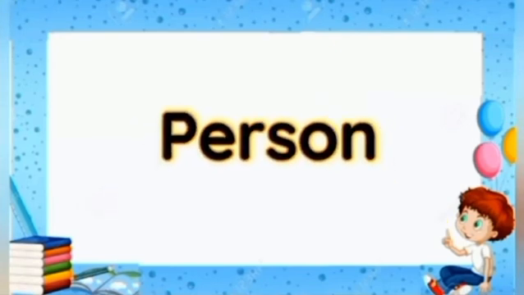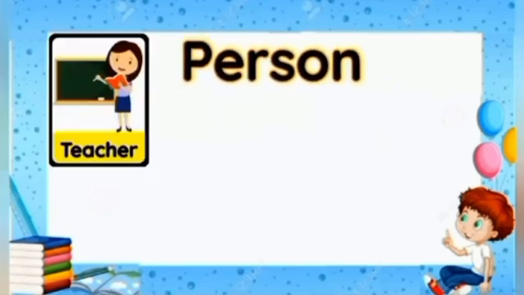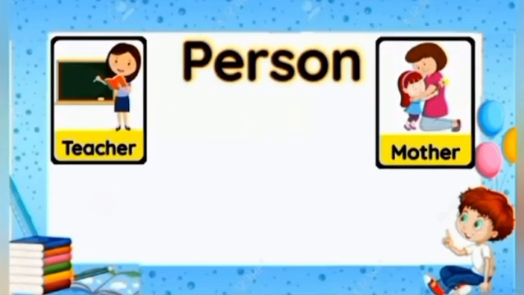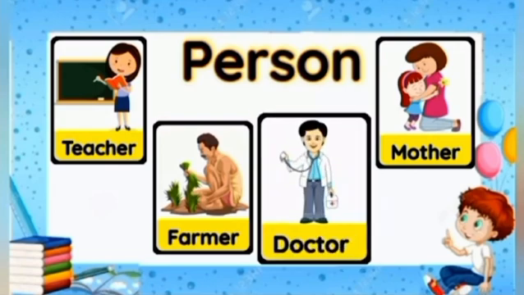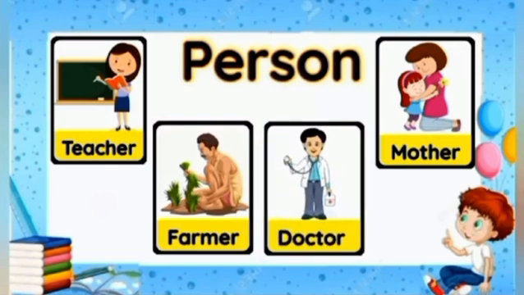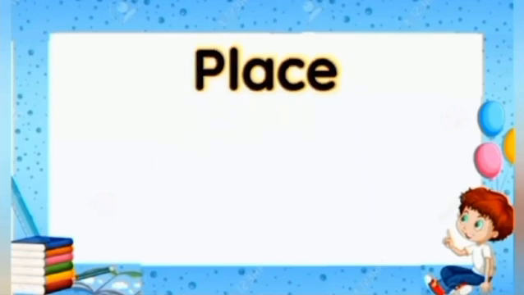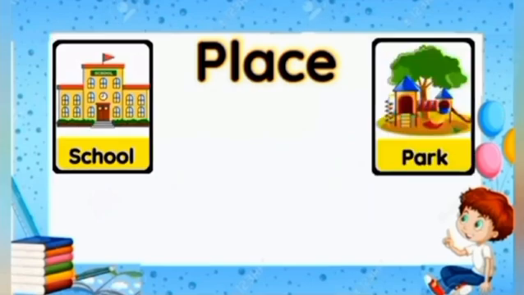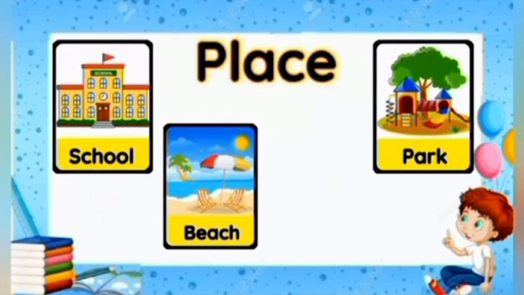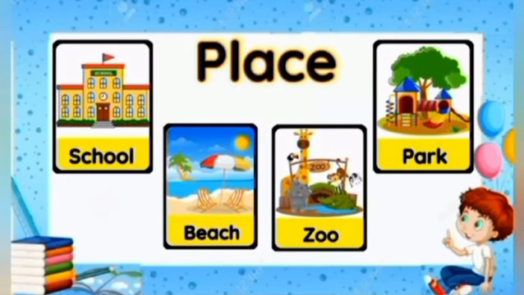We are surrounded by so many persons or people around us. It could be teacher, mother, farmer, doctor, and many more. Everybody has a name. And every place also has a name, like school, park, beach, zoo, etc.